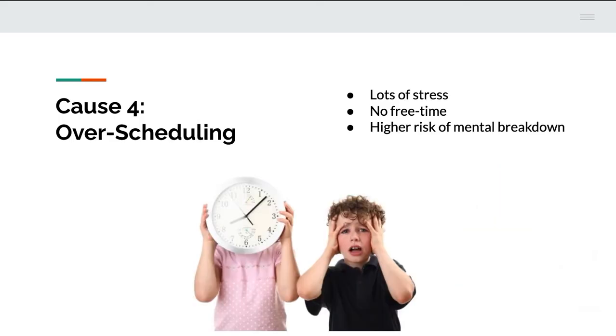Cause 4. Overscheduling. Overscheduling is a pretty relevant topic at everyone's age. Enrolling in too many extracurricular activities will leave students without enough time for studying or time for rest. This can leave them feeling overwhelmed, extremely pressured, and stressed out.